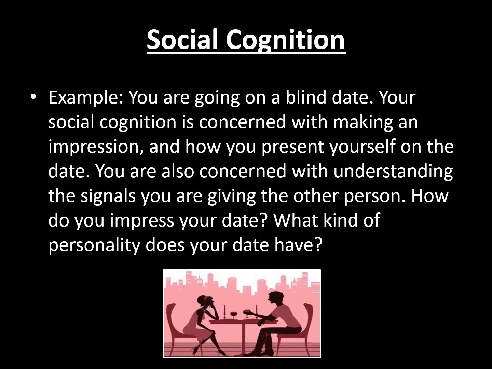Let's give an example. Say you are going on a blind date with a certain person. Your social cognition is concerned with making an impression with that person and how you present yourself on the date. You are also concerned with understanding the signals you are giving the other person. How do you impress your date? What kind of personality does your date have? All the questions that go through your head about your date, what your date is thinking, or how you're thinking about how the date is going, is all social cognition.